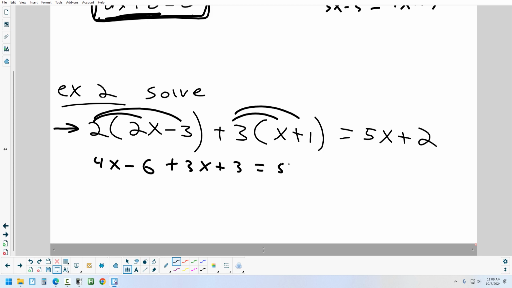Perfect. So not an equation I would start out with in Algebra 1, but I'm hoping you guys are pretty comfortable with the distributive property at this point. Okay, next step. Subtract the 5x and the negative 2 from the right side.